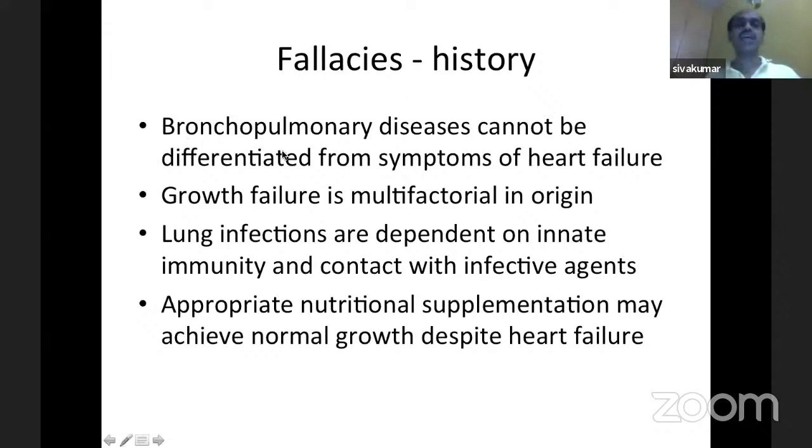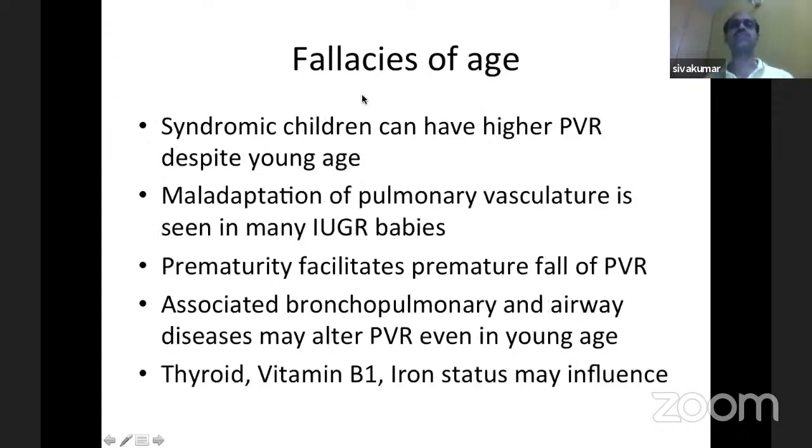In history, a bronchopulmonary disease cannot be differentiated from symptoms of heart failure. Both will have the same breathing difficulty. Growth failure can be multifactorial. It may be syndromic. Lung infections are dependent on the innate immunity and contact with infective agents, and so frequent lung infections cannot be taken as an index of operability. Appropriate nutritional supplement can make a patient, even with a large VSD, have normal growth if the patient is from an affluent population. So all these are fallacies of history.